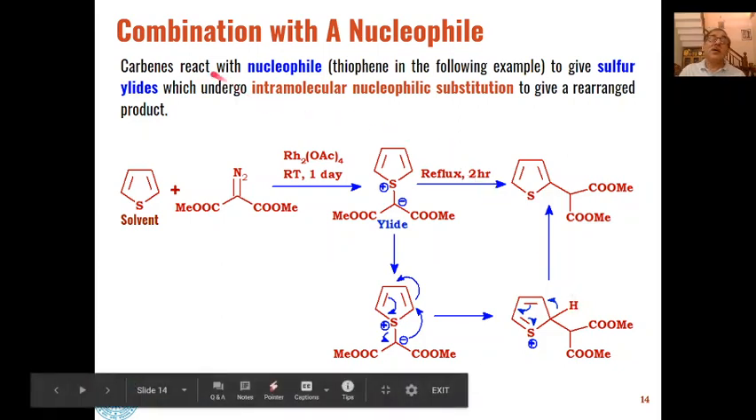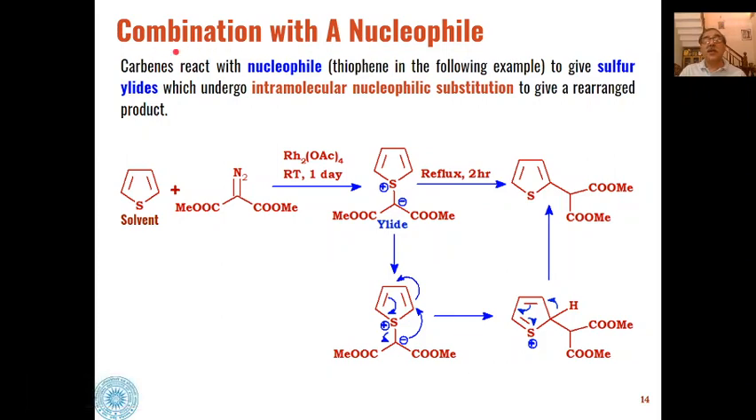Then as you know that carbenes, they are electrophilic in nature, and because of that they very readily combine with any nucleophile to give us a stable product. So one example of such is the reaction of carbenes with sulfur compounds to give us sulfur ylides, and these sulfur ylides undergo intramolecular nucleophilic substitution to give us the rearranged products.